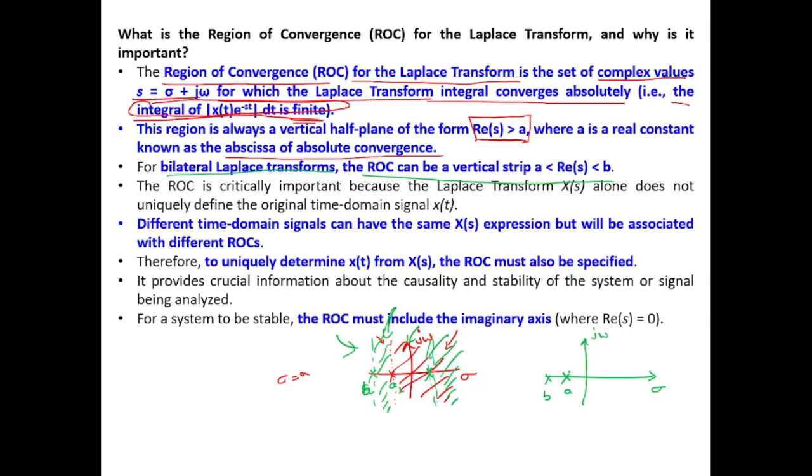The region of convergence should be determined by the pole which is on the right hand side, and from there on the right hand side for the causal signals and systems. For the bilateral one, it should be in between A and B. For the causal systems, it should be whatever is the right hand most pole; from there, the right hand side vertical plane will be our region of convergence. So understanding of this one is important.